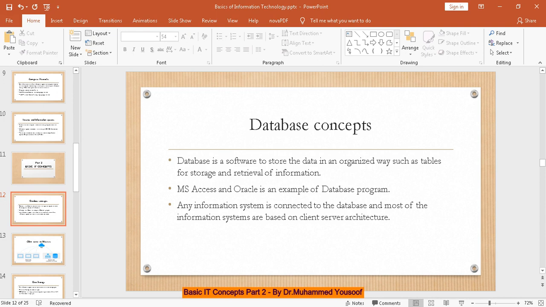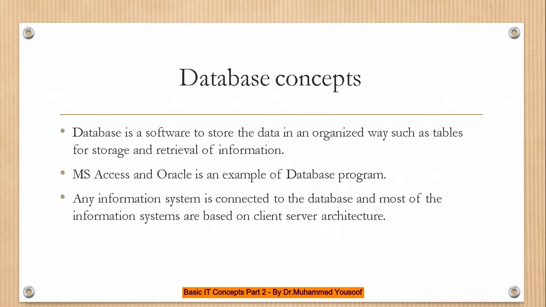Always you have to understand the information system needs to store a lot of data. For example, if you are going to have an information system about employees, it has to have all the information about employees stored in one place, and that is called a database. So a database is nothing but a software to store the data in an organized way, such as tables, for storage and retrieval of information. You can store the data, and whenever you want you also can take out the information. The most famous database programs are Oracle and MS Access.